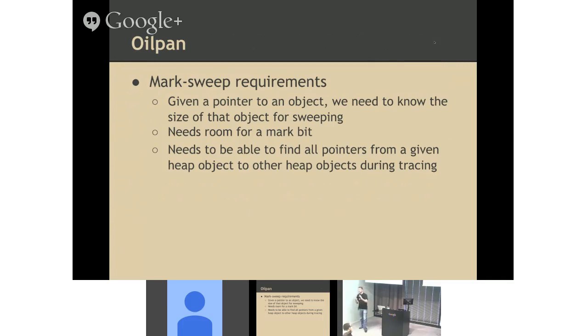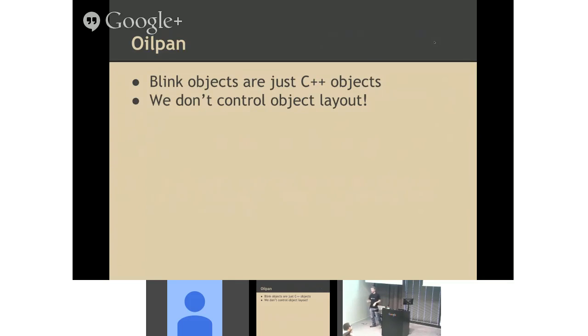So we need a mark bit. We need a size of the object. And then for tracing, we need to be able to find all pointers from a given heap object to all other heap objects, right? Because otherwise we can't do the transitive reachability computation. And all of this is sort of a problem when you're talking about a C++ code base, because Blink objects are just C++ objects, and we do not control anything about C++ objects.